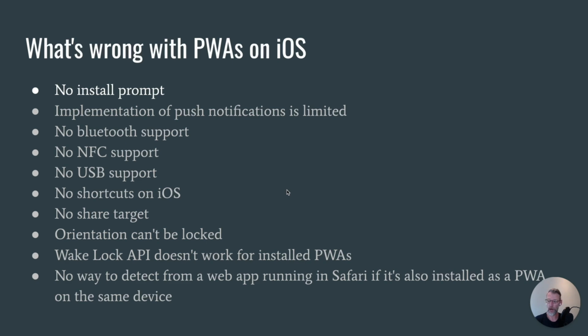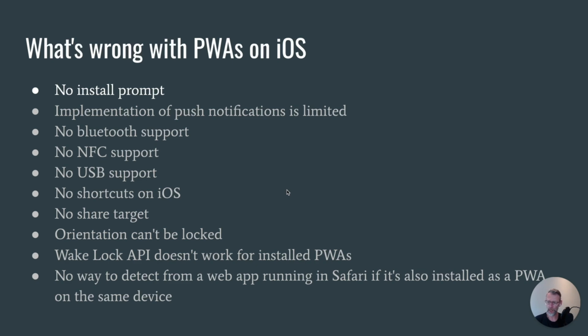Also the wake lock API still doesn't work for installed PWAs. What the wake lock API does, it prevents your screen from being locked. Use case for this, of course, would be something like a cooking recipe app. Imagine that you are cooking, you are reading a recipe from your phone. Your hands are dirty. At that time, of course, you don't want your screen to go to sleep. You want it to stay on. Well, for a web app right now in Safari, you can do this. You can activate the wake lock API and then your screen will never go to sleep. But as soon as you install that web app as a PWA, that functionality is unfortunately gone.